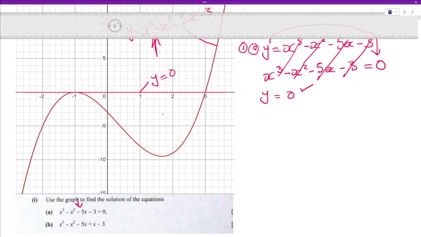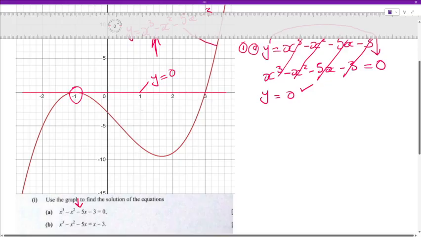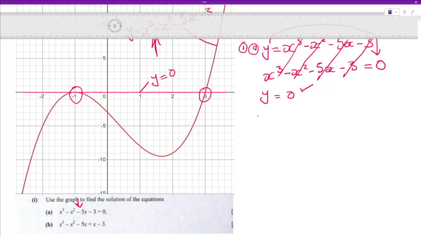Then you check for the x coordinates where this particular graph is cutting or touching the graph. You notice it is touching the graph at -1. It is also cutting through the graph at 3. So your answers are x is equal to -1 where it's touching the graph, and the other one is x is equal to 3 where it's cutting through the graph. Those are your final answers, and you are done.